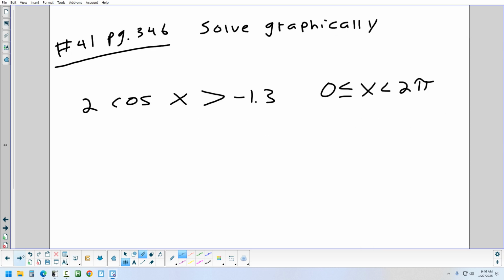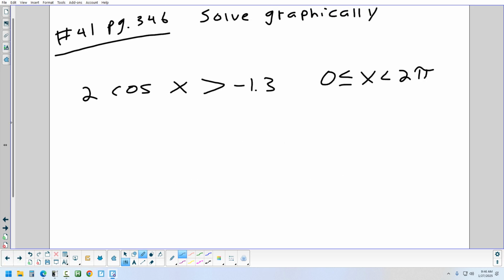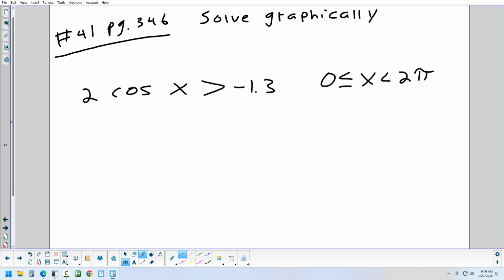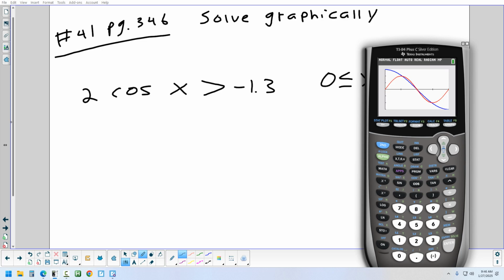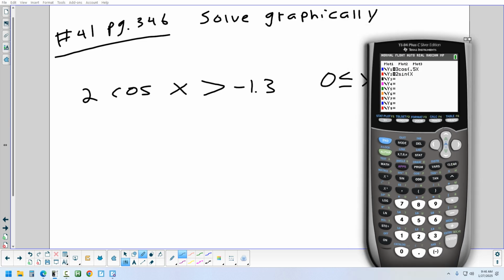All right. And the last one, what's different here? Moises, what's different in this one? It's an inequality. When we write our answer to an inequality, we write it as an interval. So now we got to think about brackets and parentheses, stuff like that. Okay, possibly a union if there's 2 sections that we need to look at. So 2 cosine x and negative 1.3.